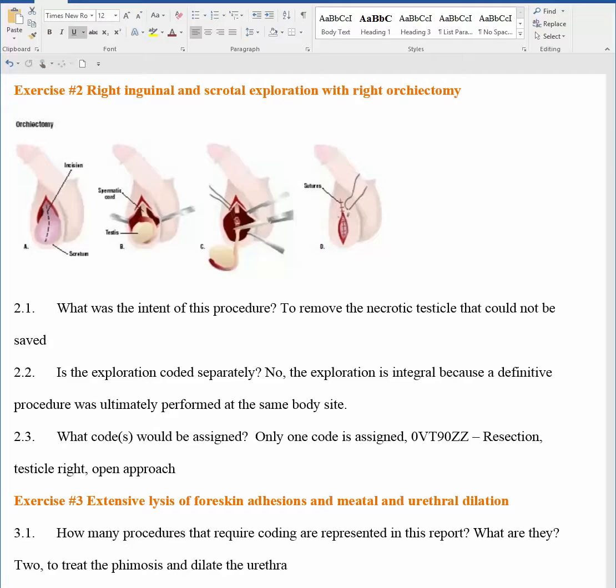2.3, what codes would be assigned? There's only one code assigned for this procedure, 0VT90ZZ, which is resection, testicle right, open approach.